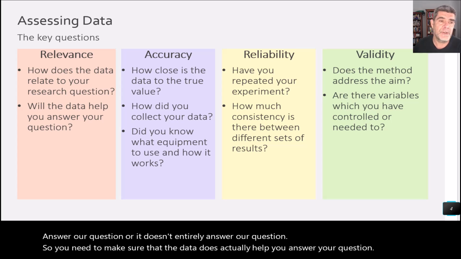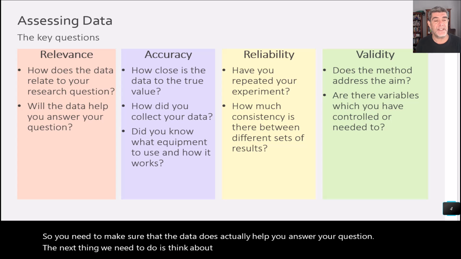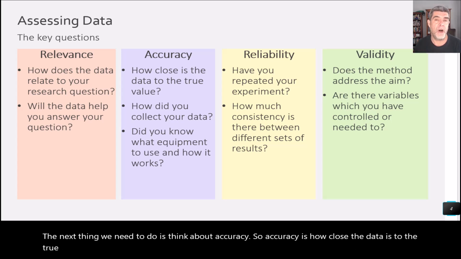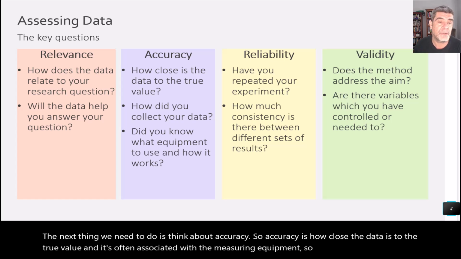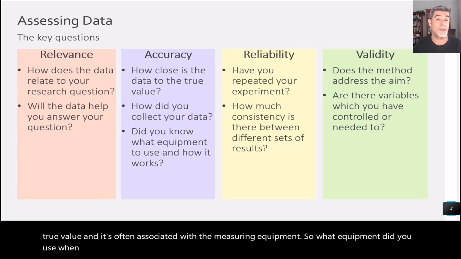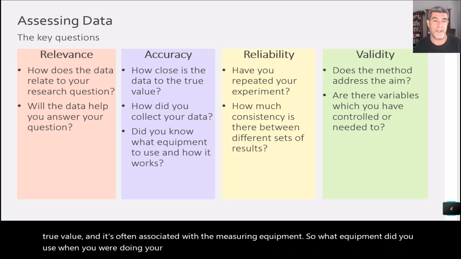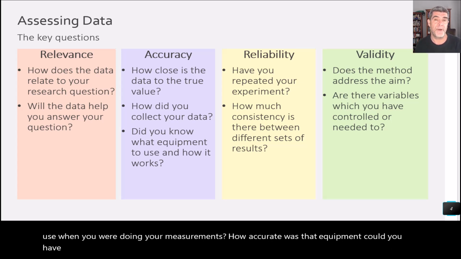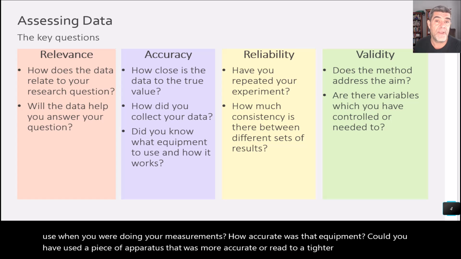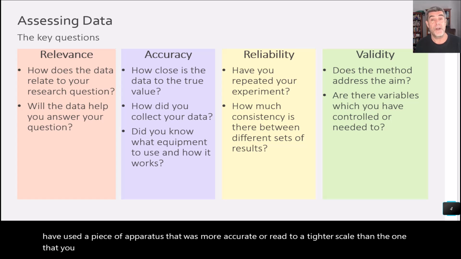The next thing we need to do is think about accuracy. So accuracy is how close the data is to the true value, and it's often associated with the measuring equipment. So what equipment did you use when you were doing your measurements? How accurate was that equipment? Could you have used a piece of apparatus that was more accurate or read to a tighter scale than the one that you chose? Was that not available to you?